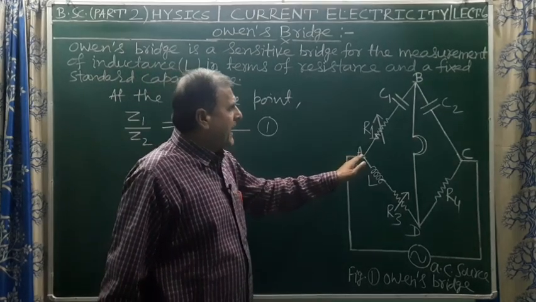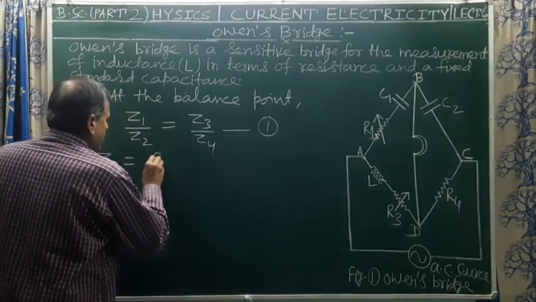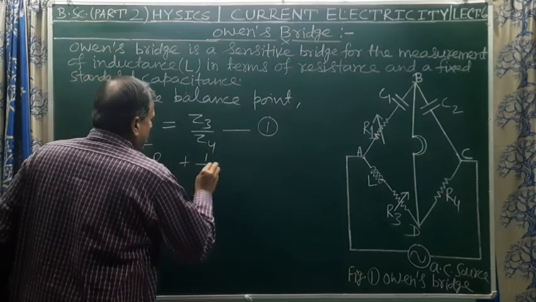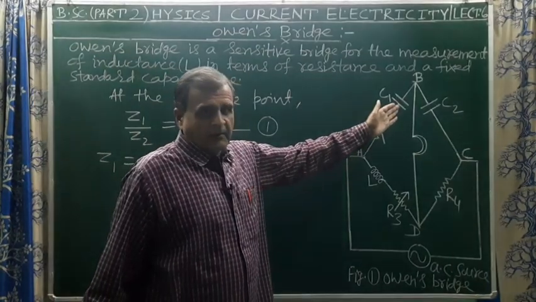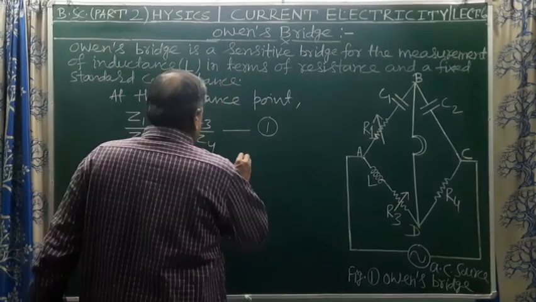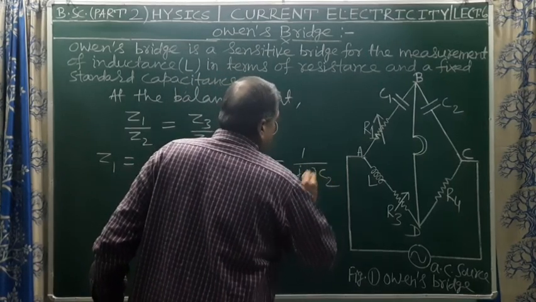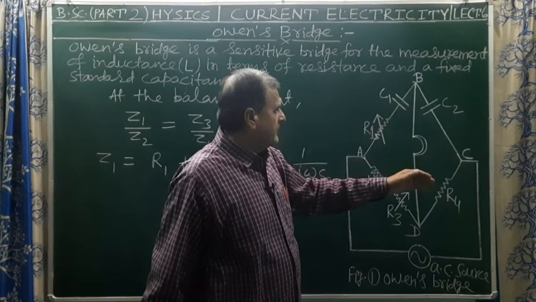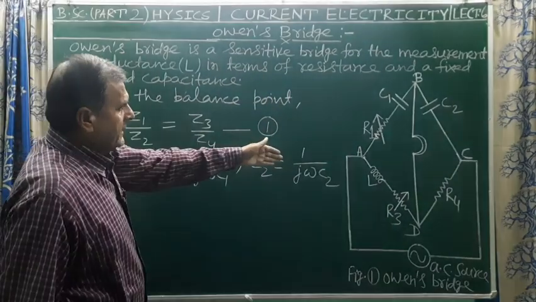Now the impedance of arm AB of the bridge is given by Z1 is equal to R1, which is a variable resistor, plus 1 upon J omega C1, which is the reactance of the capacitor C1. It is Z1, that is total resistance of arm AB. And Z2 is equal to 1 upon J omega C2. In the second arm, that is in arm BC of the Owen bridge, only a capacitor C2 is connected. So Z2 is equal to 1 by J omega C2.